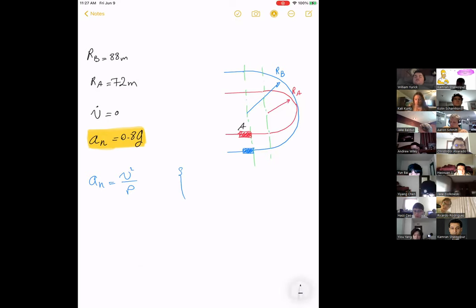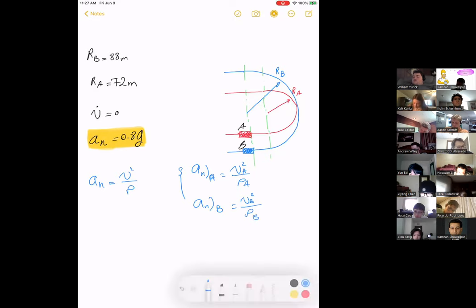Let's say this is A and this is B. So if that's the case, I'm going to go AN for B or for A. It's going to be VA square over rho A, and AN for B is going to be VB square over rho B. That's technically how you find out velocity of each of those cars, right?